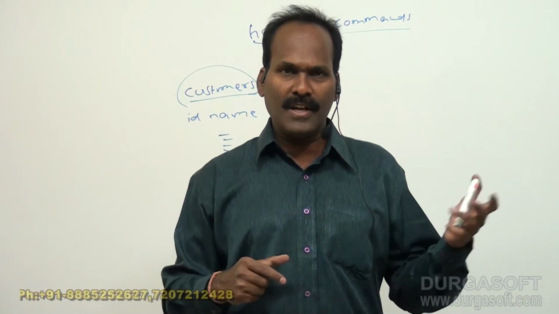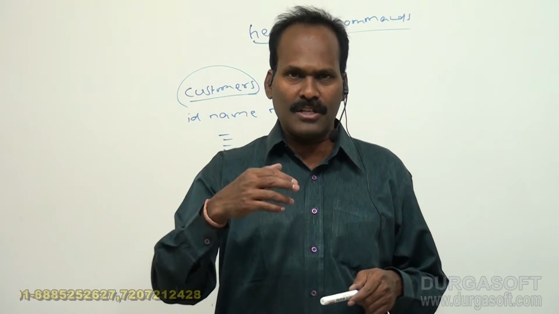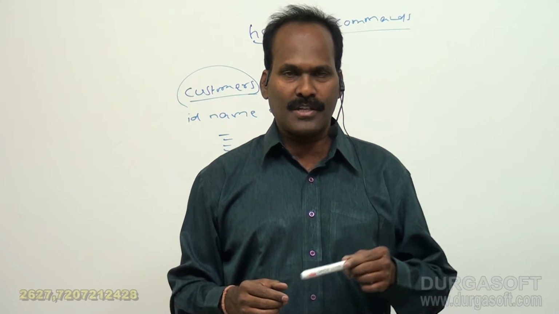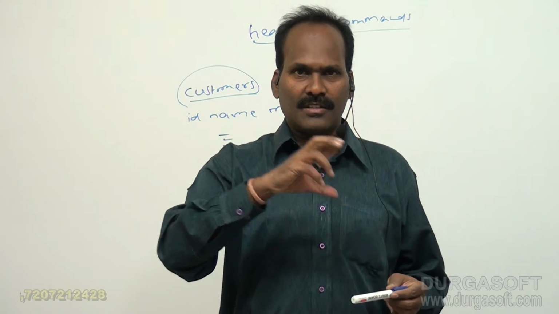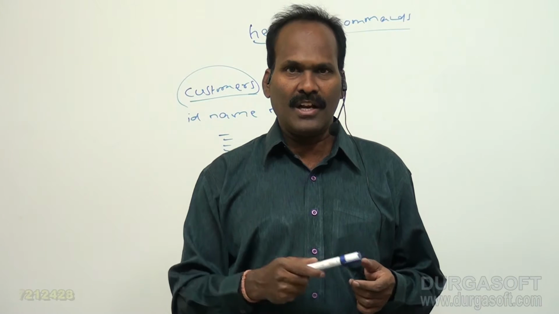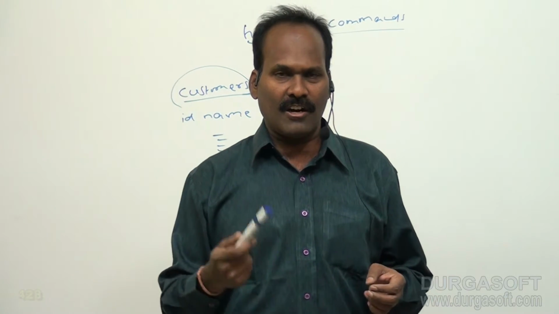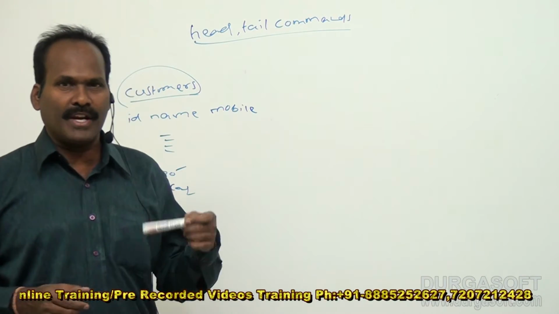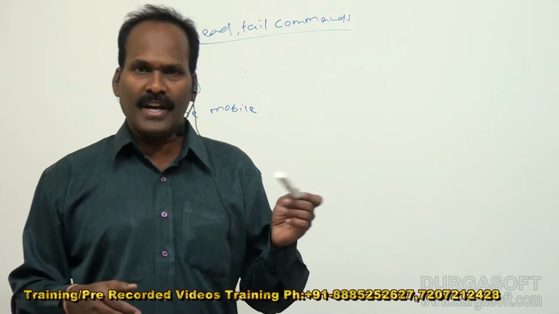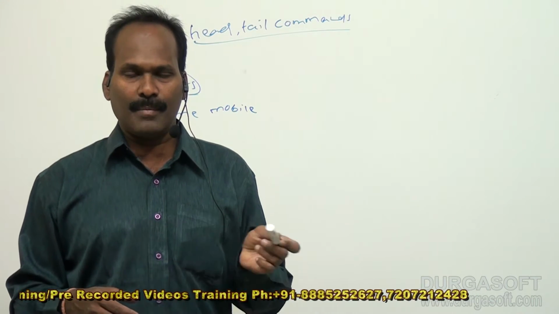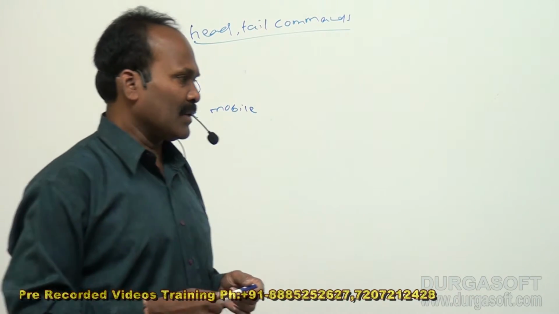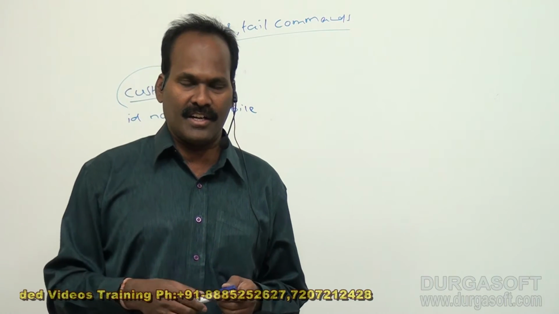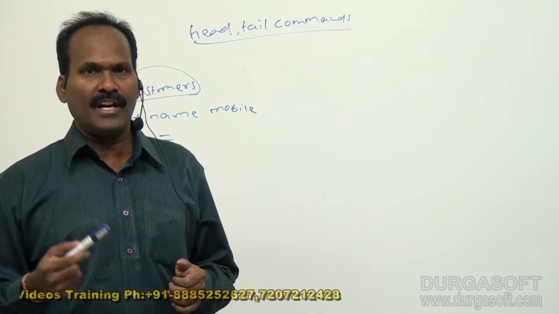I don't want to display all such rows. I just want to display the first portion or last portion of a file, the head portion or tail portion. The head portion means the beginning portion of the file, and the last portion is called the tail portion. So by using the head and tail commands, we can display the content of a file at the beginning or ending side.